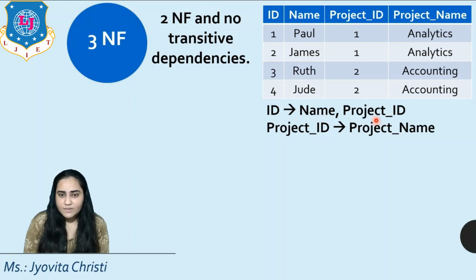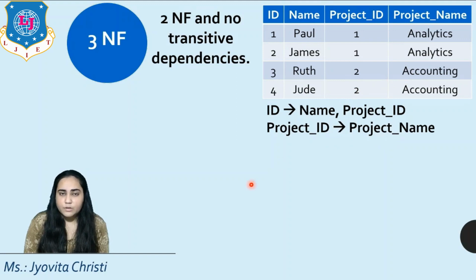Now at the same time, there is a second functional dependency, which is project ID determines project name. So directly, if I give you the ID of a project, you can give me the name of the project, because if I tell you 1, then 1 is coming twice in this table, and both the times the name of the project is analytics. And if I tell you 2, then 2 is also coming twice in this table, but both the times it is coming with accounting, and so it is settled that 1 stands for analytics and 2 for accounting. So that is another functional dependency.